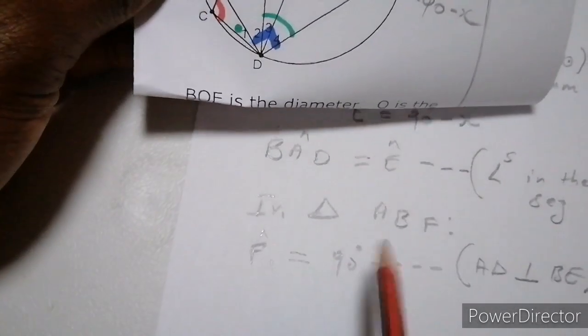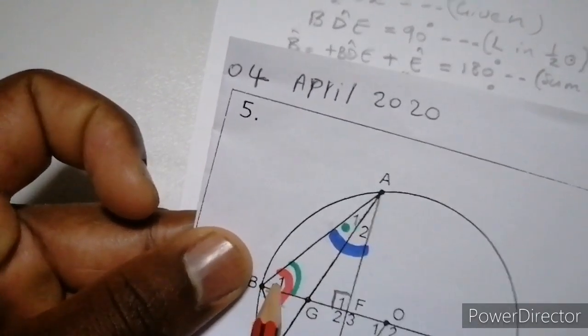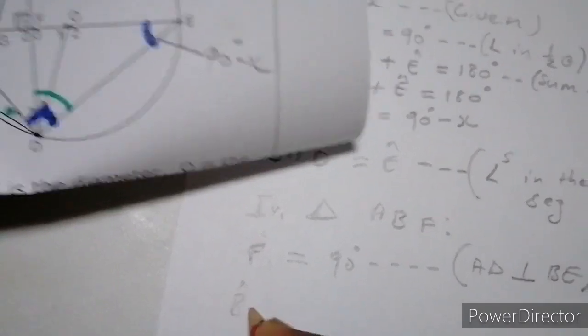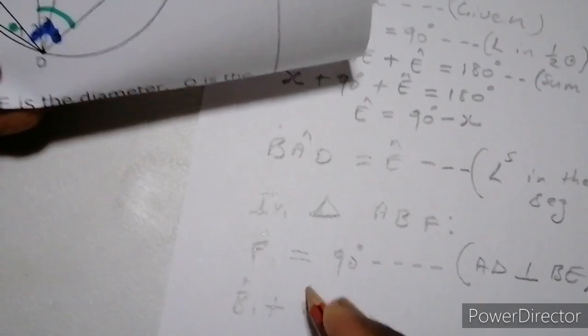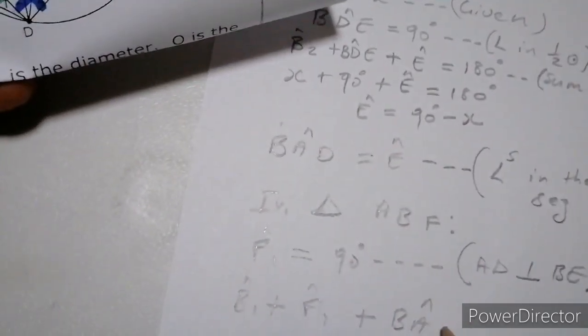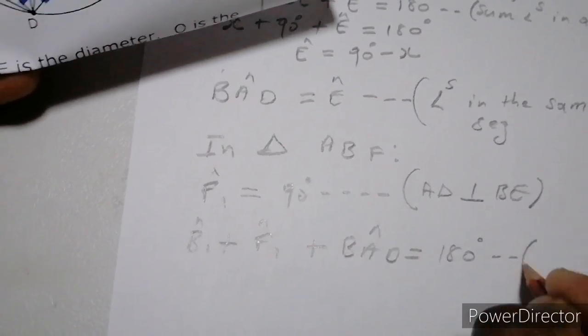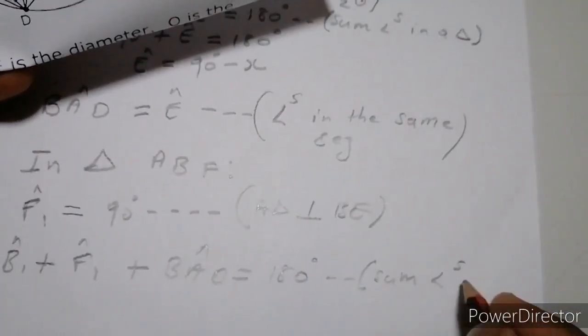Now we can use sum of angles of a triangle to find B1. Angle B1 plus angle F1 plus angle BAD equal to 180 degrees. Sum of angles in a triangle.